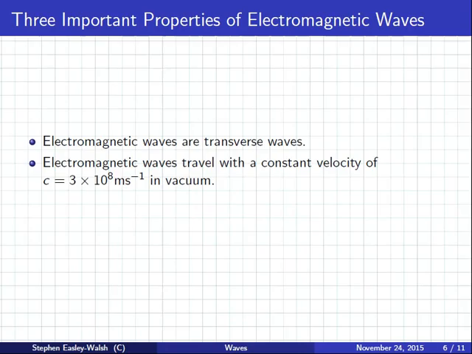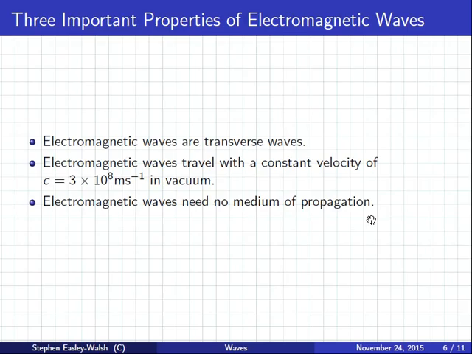Okay? Yeah. And the third point is that electromagnetic waves need no medium. So before we write that down, if you think about an ocean wave, what does an ocean wave move in? It moves in water. Sound wave moves in air. But electromagnetic waves can move in empty space. They don't need anything to move in. This is very special. All other waves need something to move in, like ocean, sea, air, but they need no medium to propagate in. So electromagnetic waves need no medium of propagation. So this is actually a special feature of electromagnetic waves.